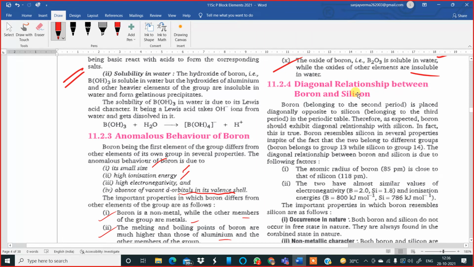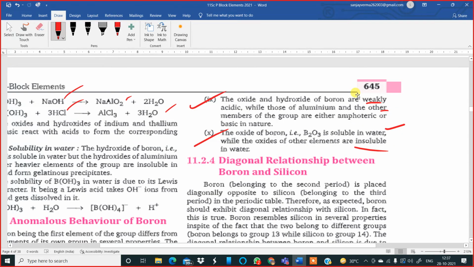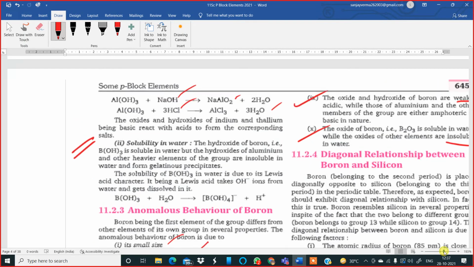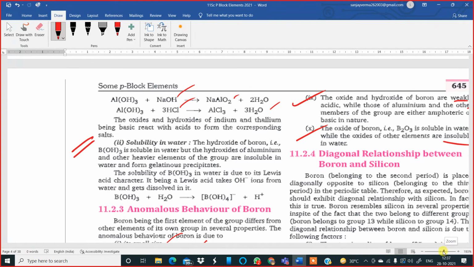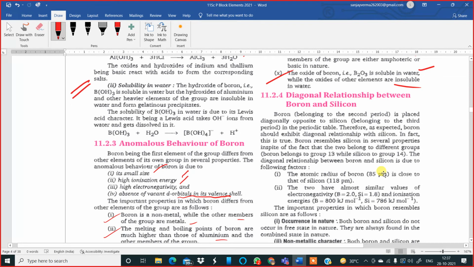boron and silicon. These elements, boron and silicon, are placed diagonally opposite in period 2 and period 3. Now, this diagonal relationship of these elements is basically because of the charge by radius ratio. The charge by radius ratio is almost similar. That is why they bear a diagonal relationship.